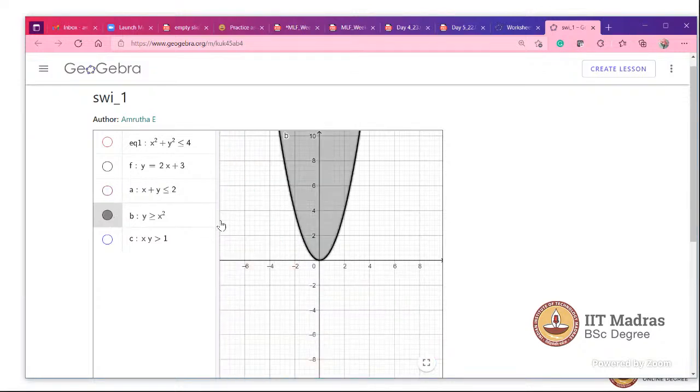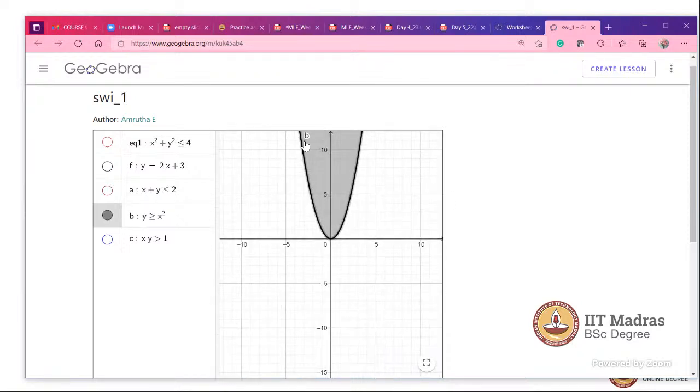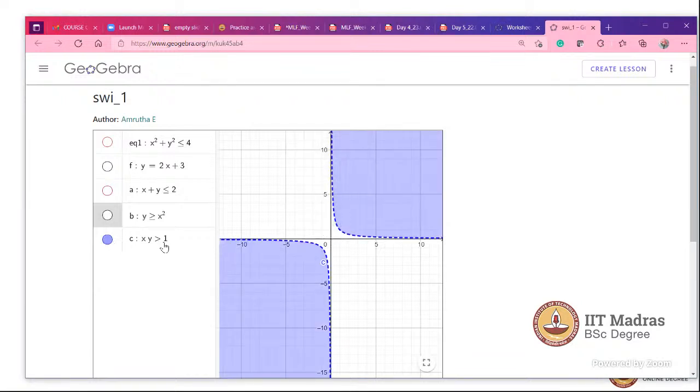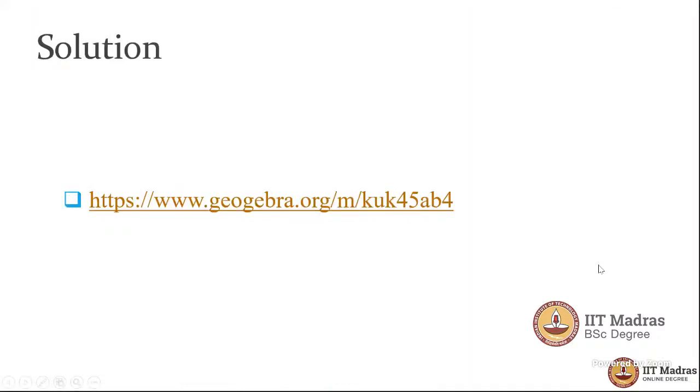And for y greater than or equal to x square, this is a convex set, but it is not bounded. It is unbounded, it has some infinite extension. The last thing is xy greater than 1. It's also not closed, it is open, because it is strictly greater than. So that's why I wanted to have this illustration, but from the equations also you can easily identify.